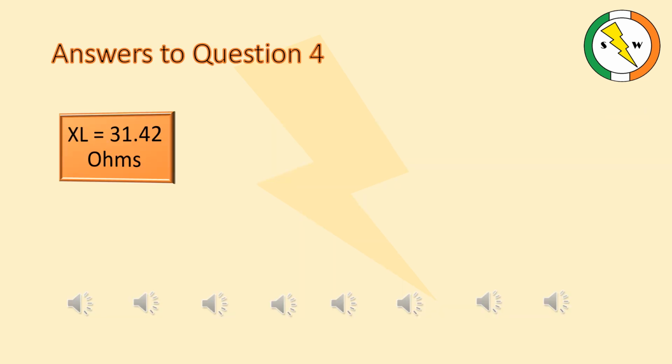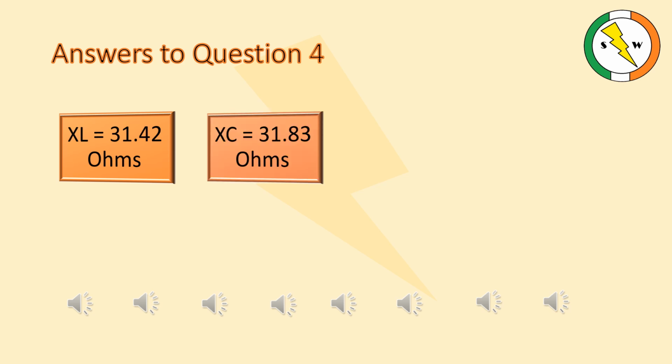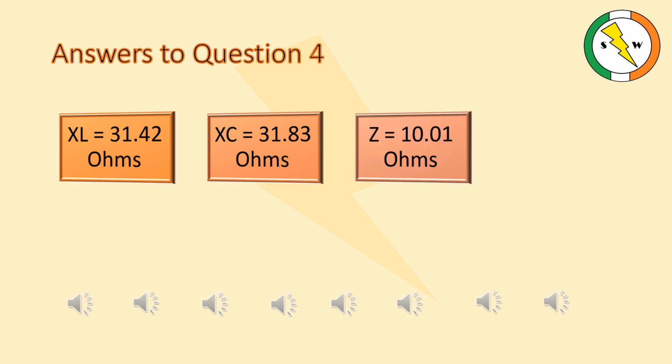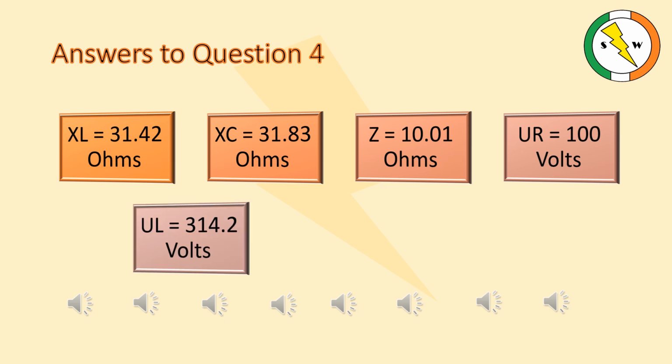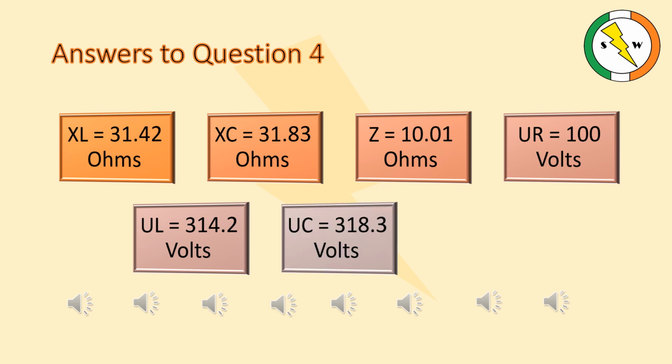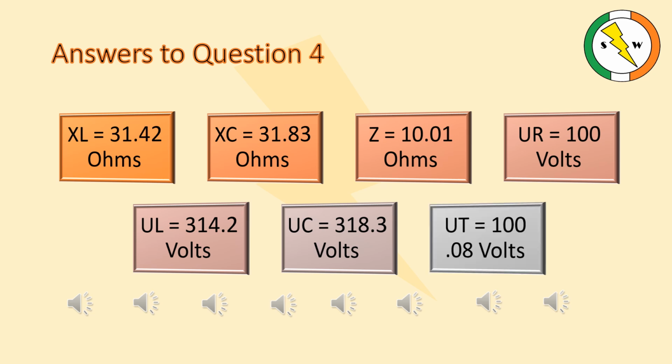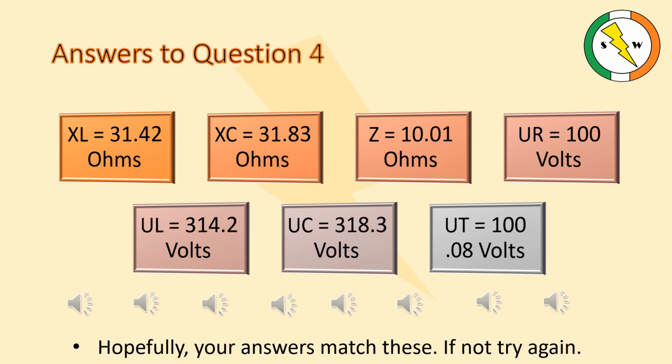XL equals 31.42 ohms. XC equals 31.83 ohms. Z equals 10.01 ohms. UR equals 100 volts. UL equals 314.2 volts. UC equals 318.3 volts. UT equals 100.08 volts. Hopefully your answers match these. If not, try again.